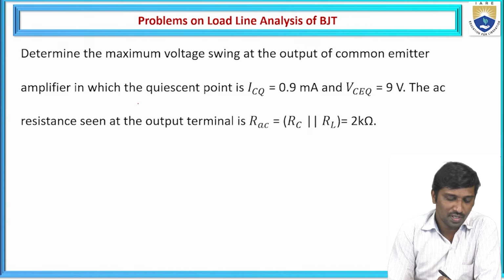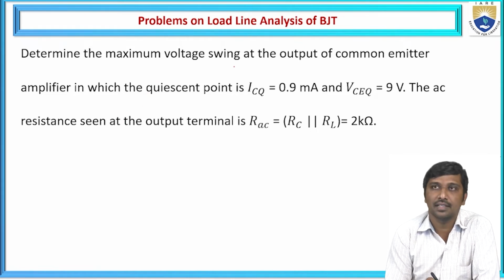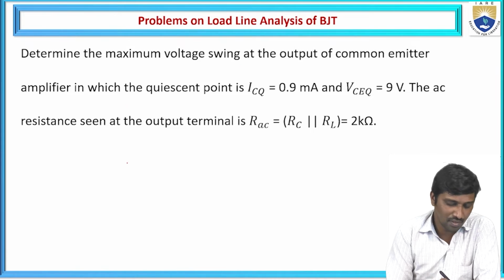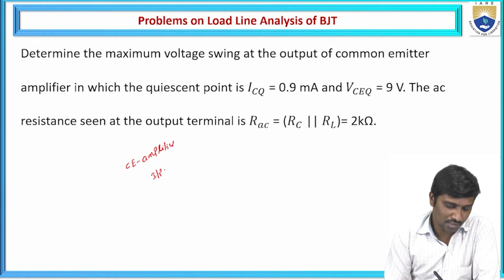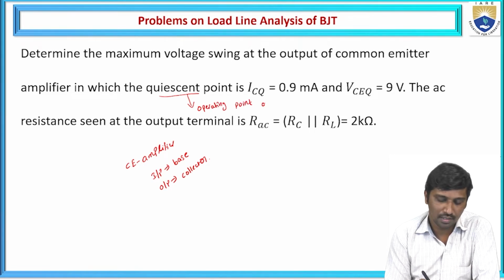So from this problem, we need to find the maximum voltage swing at the output of the common emitter amplifier, meaning they are using a CE amplifier. In a CE amplifier, the input is applied at the base and the output is measured across the collector terminal. In the problem, they define the quiescent point, which is also called the operating point, or the Q point.